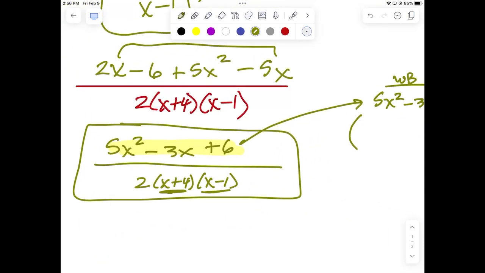So let's look at the x plus 4 factor first. Is it even possible that x plus 4 is going to be a factor of the top?